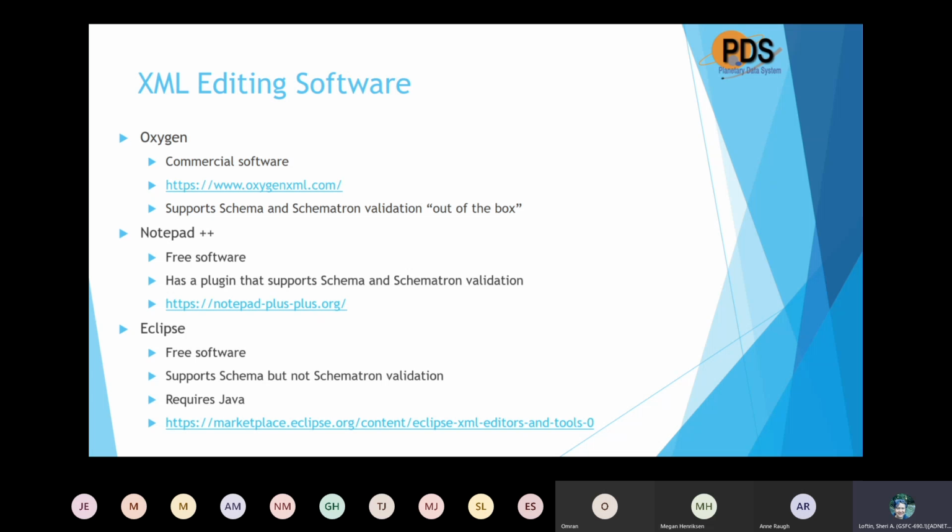Eclipse has schema, but not schematron validation, and it's also free software. So if you feel comfortable with that and the potential for some lapses later on in your validation, that's an option. But keep in mind that it won't be validating every single part of your label file. But again, it's your choice. And all of these software will highlight XML errors because they're XML editors. But not all of them validate against a schema and a schematron.